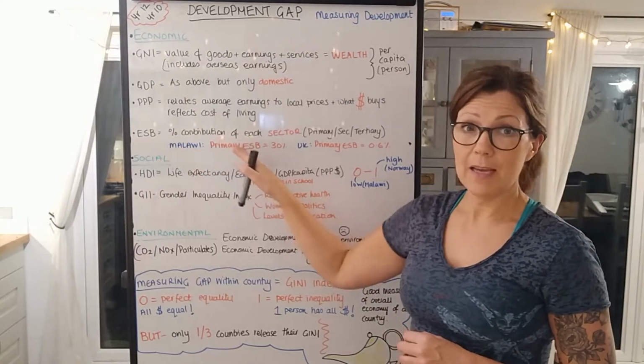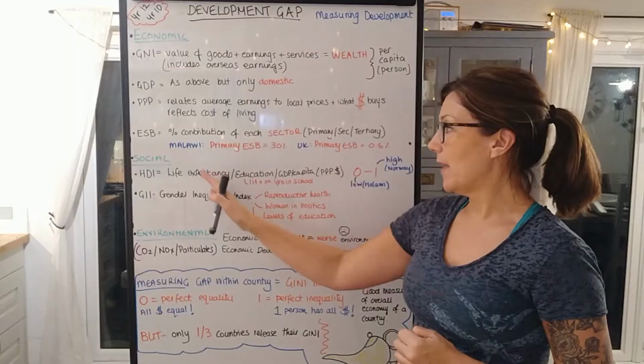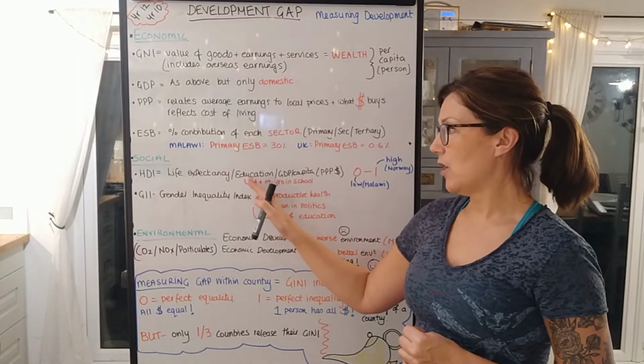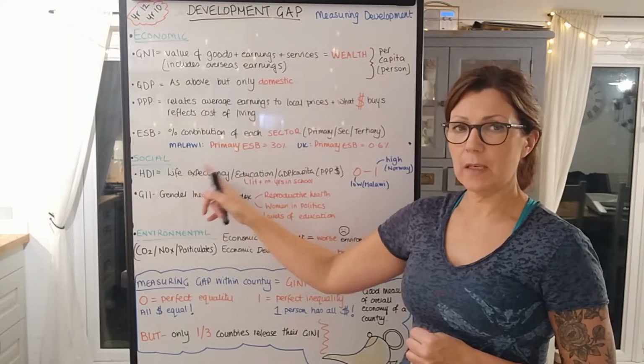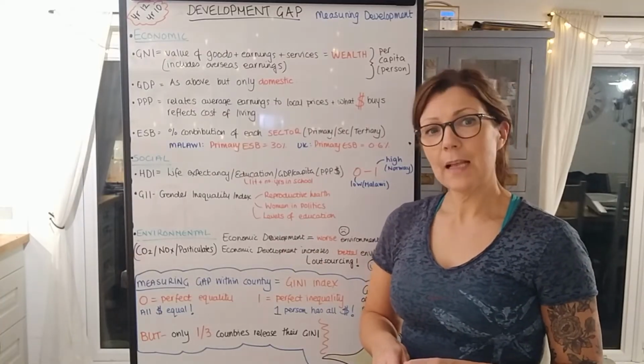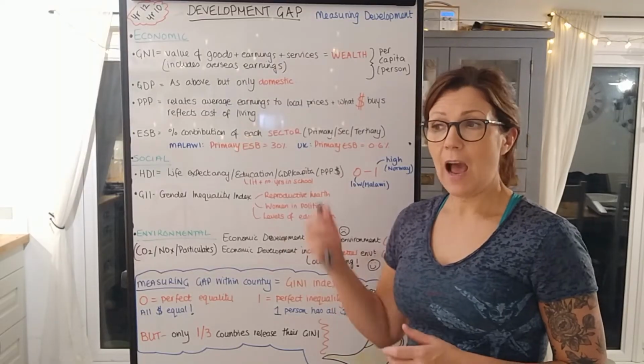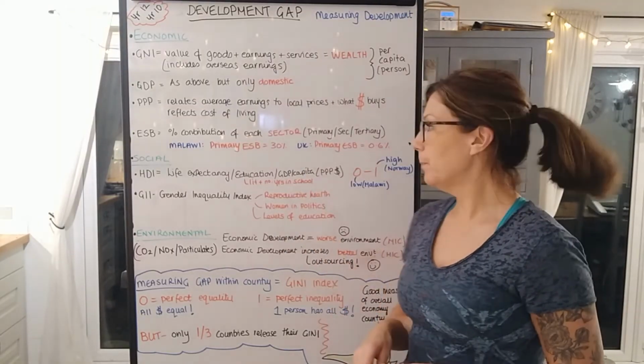their ESB is higher for tertiary, so it's giving them more money, and money is being spent on healthcare and education. So the HDI, the Human Development Index, will show a much higher figure, telling us that development is better within that country, and that measure of development has shown this.